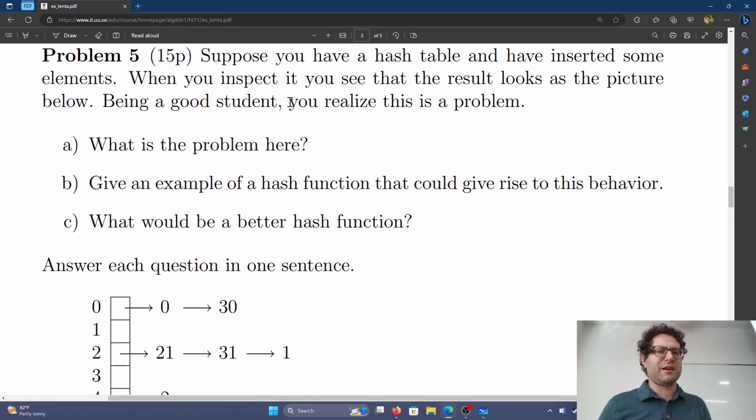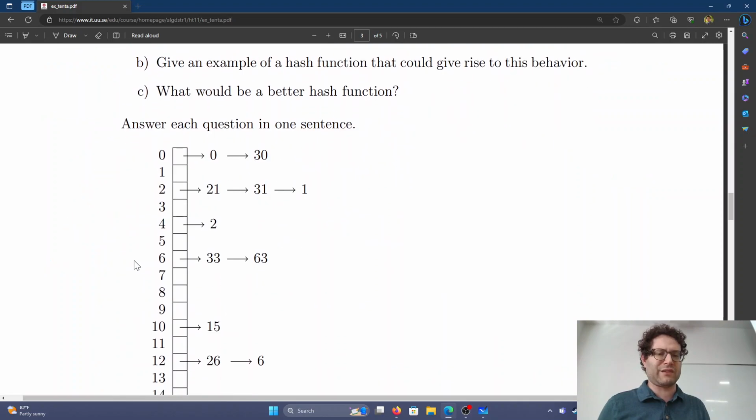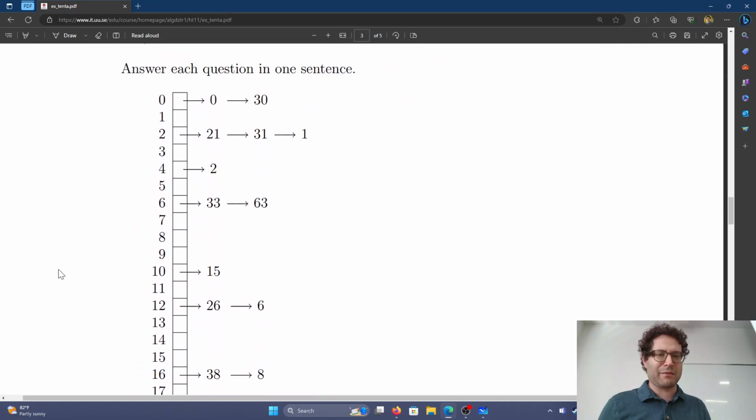Suppose we have a hash table and have inserted some elements. When you inspect it, you see that the result looks like the picture below. Being a good student, you realize that this is a problem. What is the problem here? What is the problem with this hash table? Give you a second to think about it.